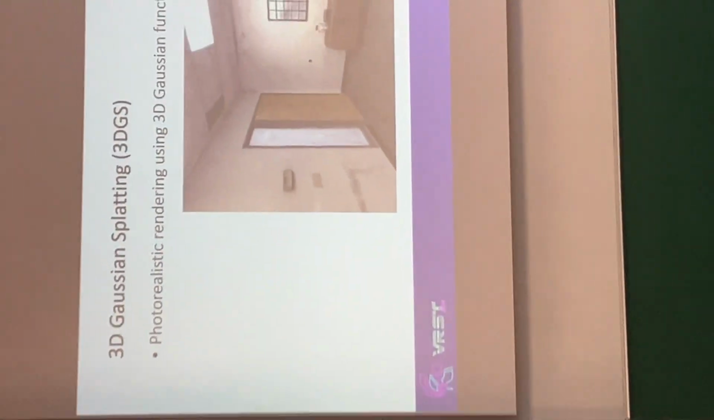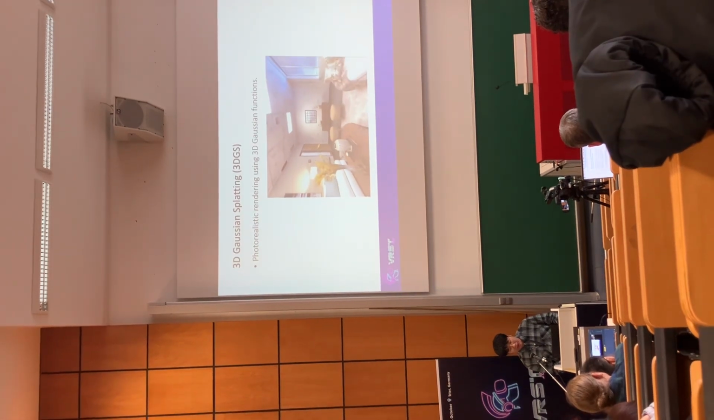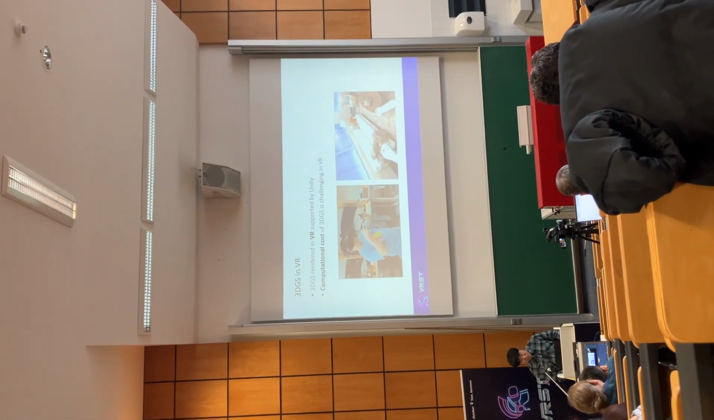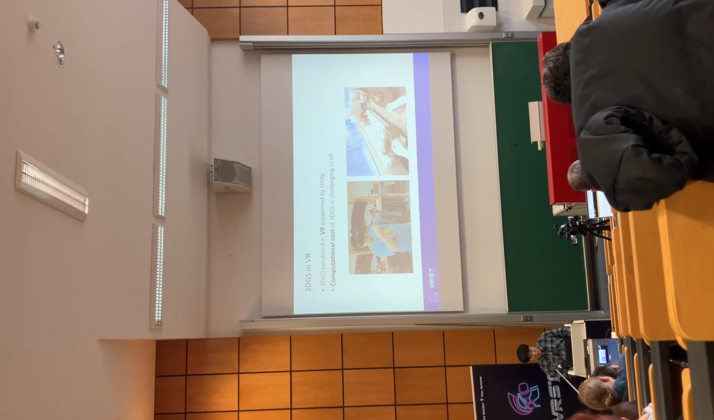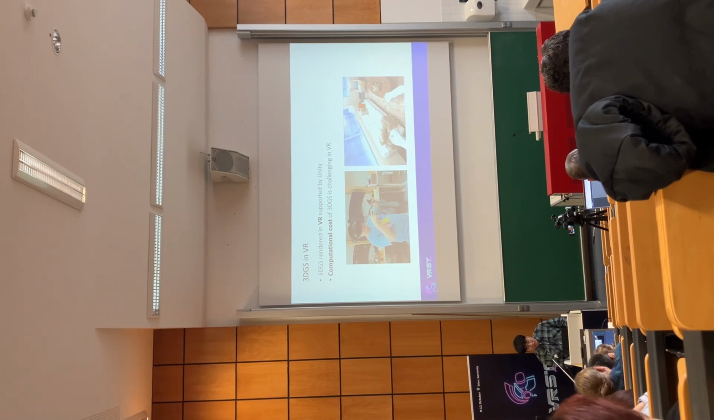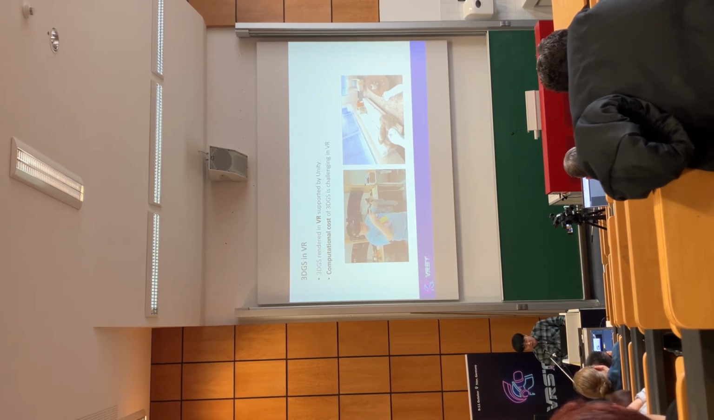Recently, a method, 3D-GS, has been proposed which uses 3D Gaussian functions, enabling highly detailed and photorealistic rendering. Tools such as Unity can support 3D-GS. As shown in the figure, using Unity, 3D Gaussians can be rendered in VR applications. However, the computational cost of 3D-GS can be challenging in resource-limited VR environments.